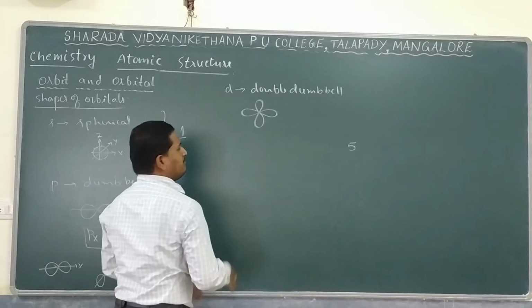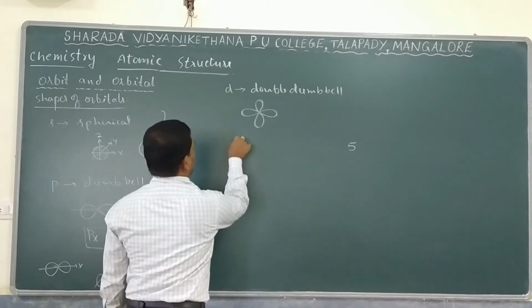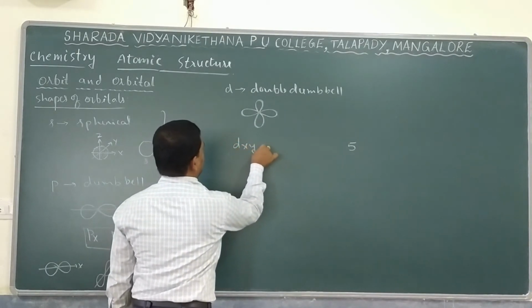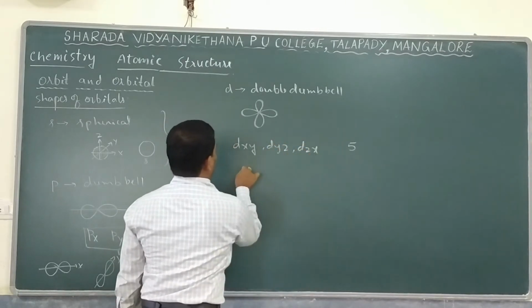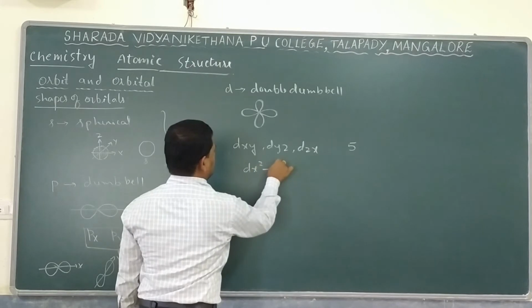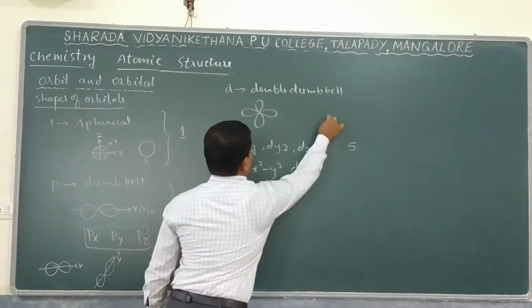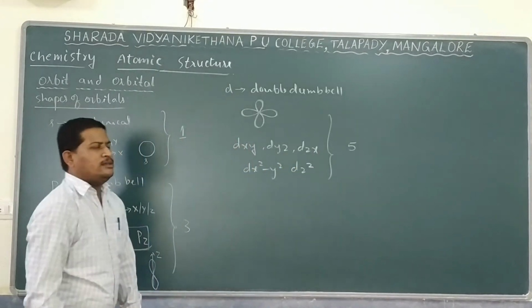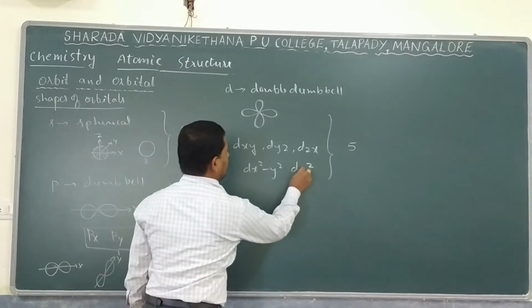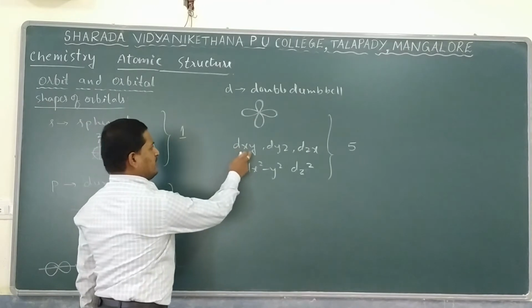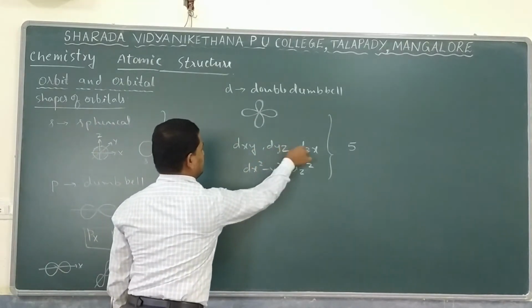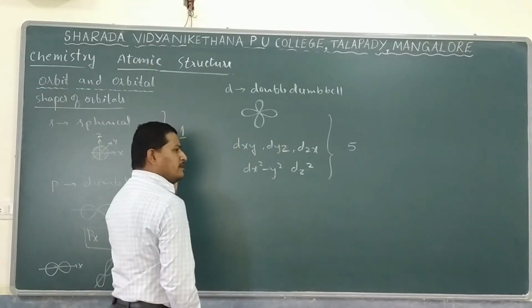In this case, totally 5 orbitals one can find, 5 suborbitals depending on the direction. So I will write first dxy, then dyz, then dzx, and one more dx square minus y square, and then dz square. So these are the 5 d orbitals depending on the lobes present in a particular axis: dxy, dyz, dzx, dx square minus y square and dz square.